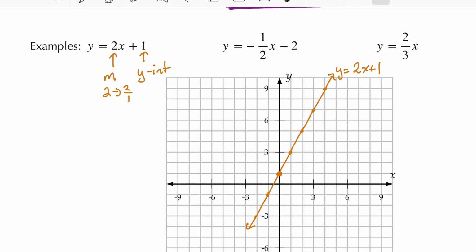Let's look at our second one right here. Let's identify our slope. Our slope is right here. It's negative 1/2. That means we're going to go down 1 over 2. Remember that the negative sign, we can just apply it to the numerator. Down 1 over 2. And then our y-intercept is right here at minus 2.